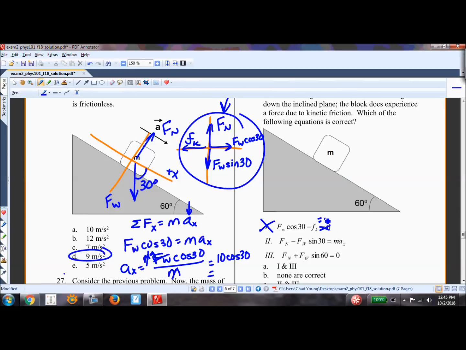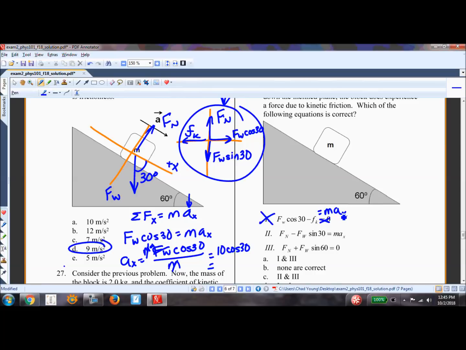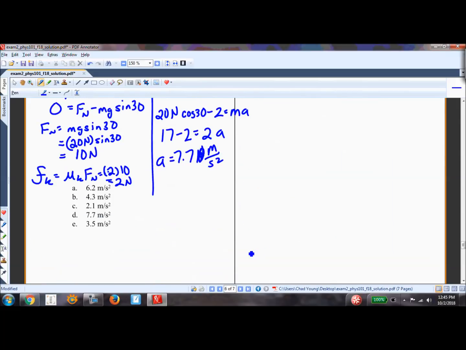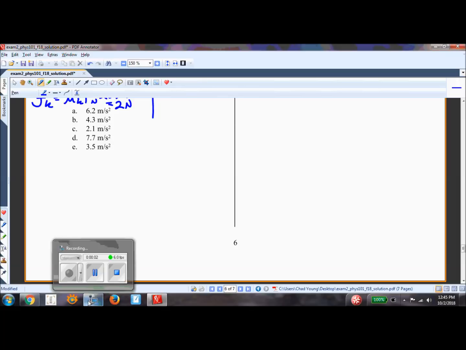It would be correct if it said equal to max, because those two forces, since it's accelerating, that sum of forces is not equal to 0. Fn minus Fw sine 30 is equal to max. This would be correct if this said 0 instead of max. And then Fn plus Fw sine 60, no, that's not right. This could be made correct if this were a negative and this were a 30. Then it would be correct, but it's not correct. So B is the right answer for number 28. You might have had a different version of this test, in which case the numerical answers will match up, but not the letter answers.